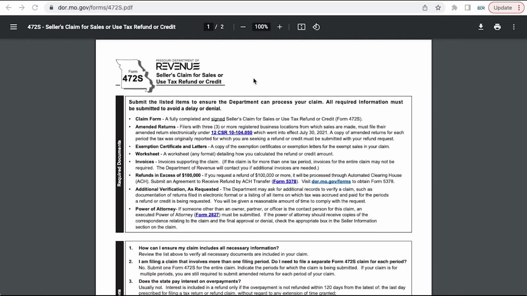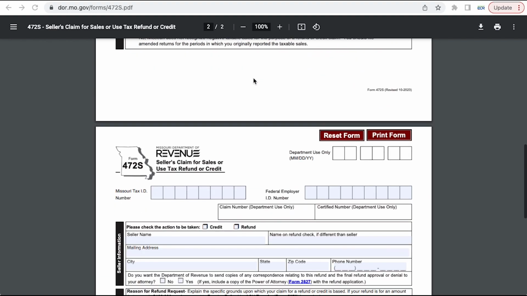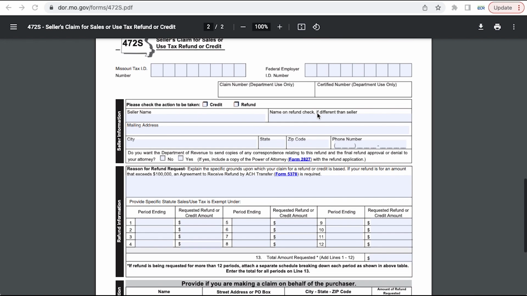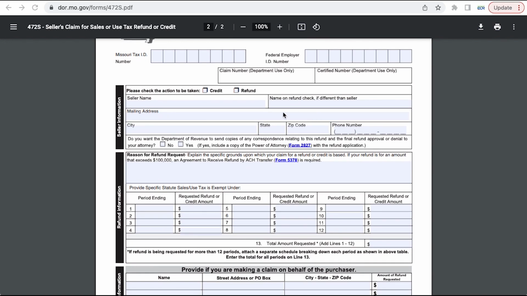Now, let's go over how to fill out the 472S. At the top of the page, fill out your 8-digit Missouri Tax ID number and your 9-digit Federal Employer Identification number. This enables the department to ensure that the correct account is located. Next, check whether you would like for your overpayment to be refunded, or if you wish to use it as a credit against a future tax liability to the department.